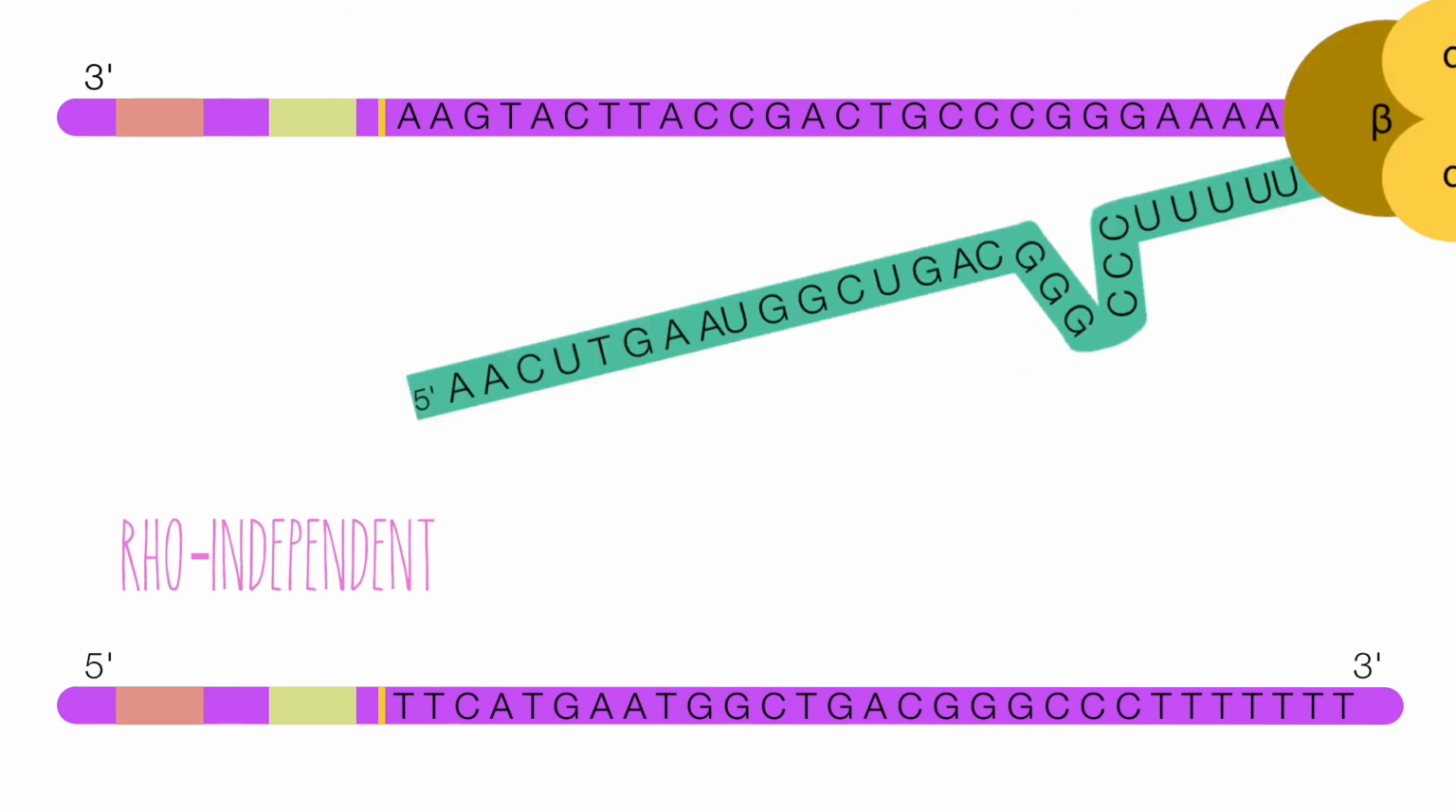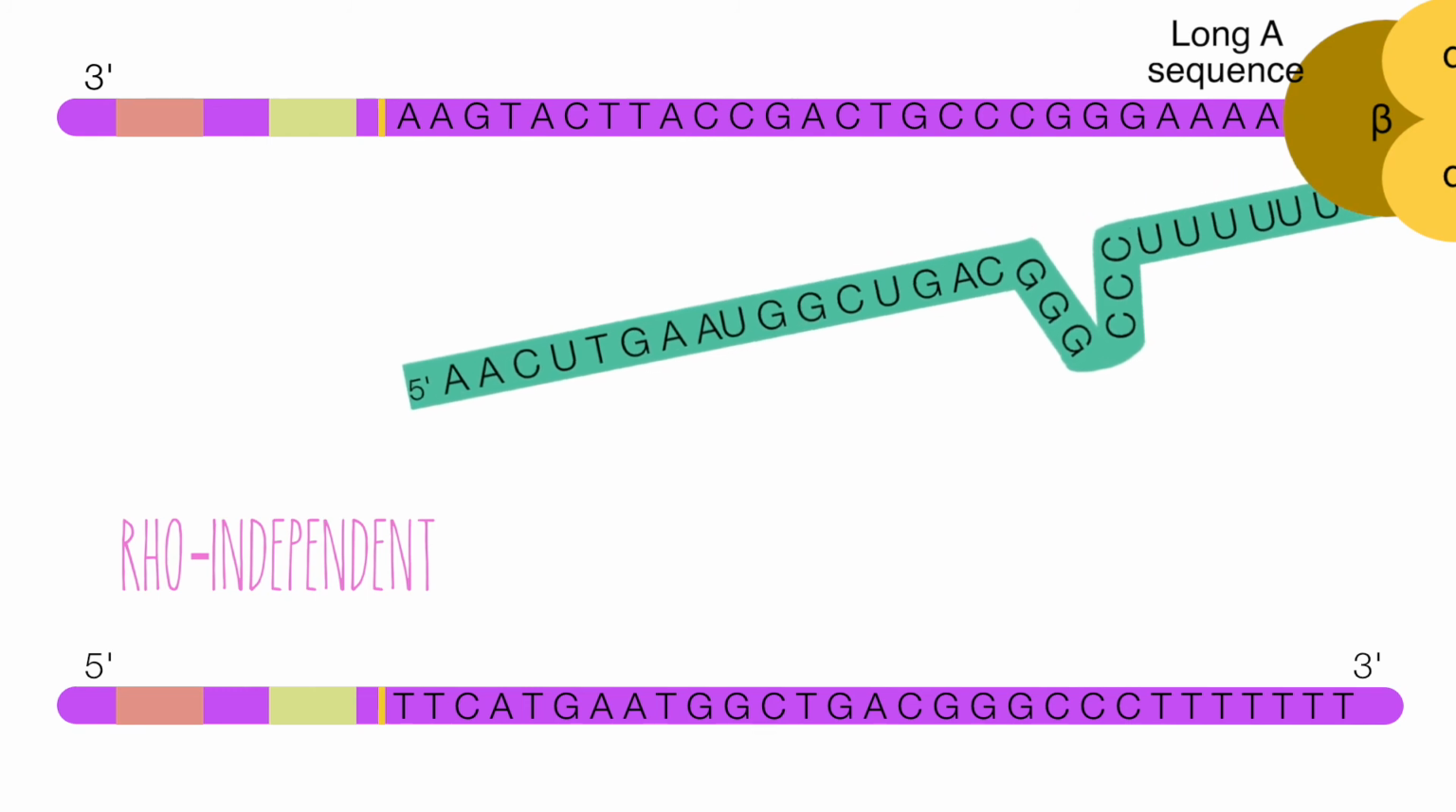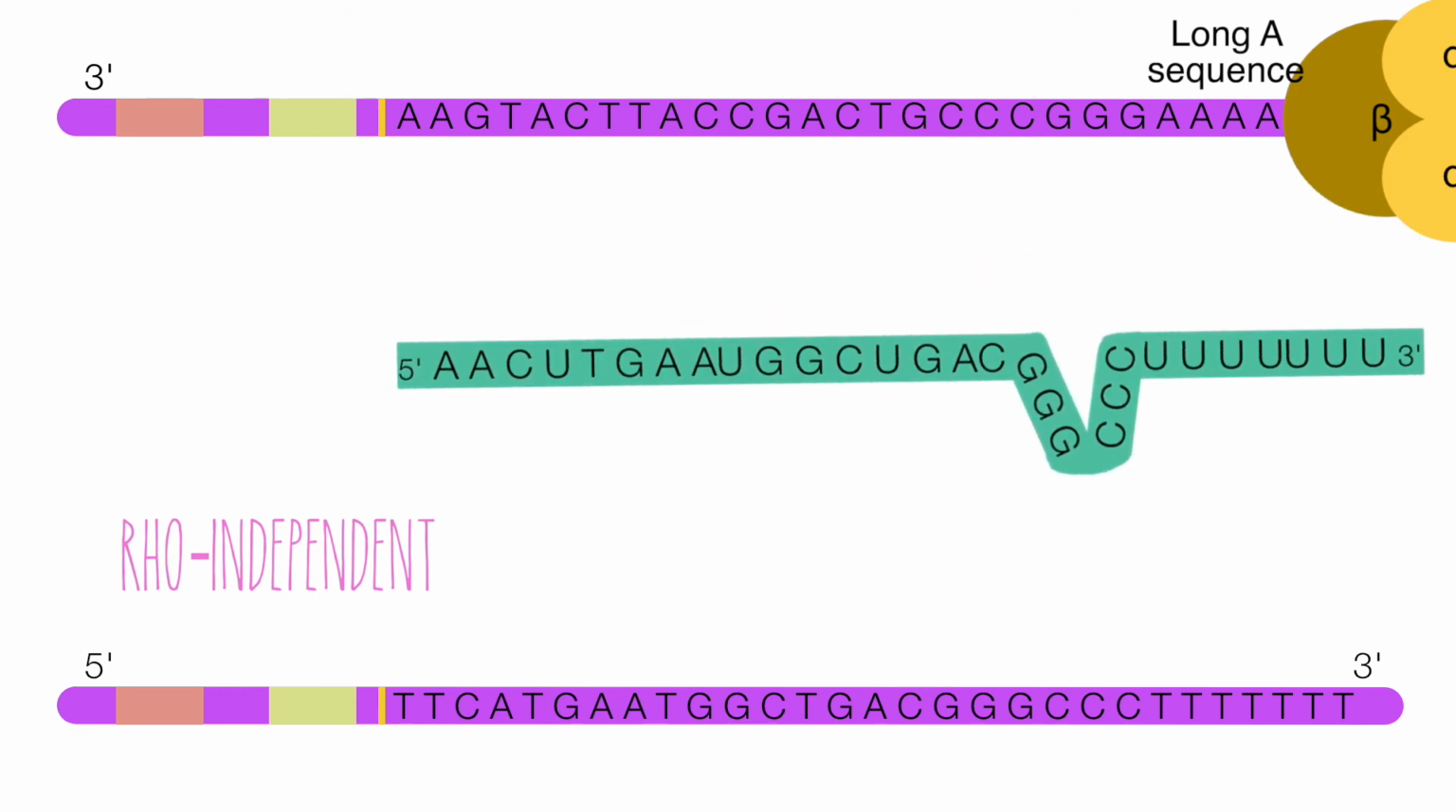Instead, RNA polymerase pauses at a hairpin. Following this inverted repeat on DNA, there is a large series of A's, which are synthesized as U's on RNA. A-U bonds are relatively weak, and a long series of them allows for DNA and RNA to separate, ending transcription.